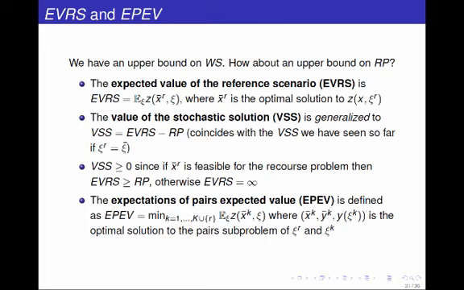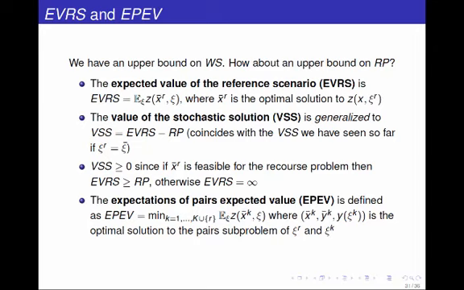So EVRS, all it's doing is picking the best scenario out of the pairs problems. You can show that this number, EVRS, is the average performance of the optimal solution to the reference scenario. That's one thing. I solve the deterministic equivalent problem, but instead of solving for the average xi, I solve for the reference xi. That gives me x bar r, and EVRS is the average performance of that. EPEV is this minimum here. Again, very easy to compute.